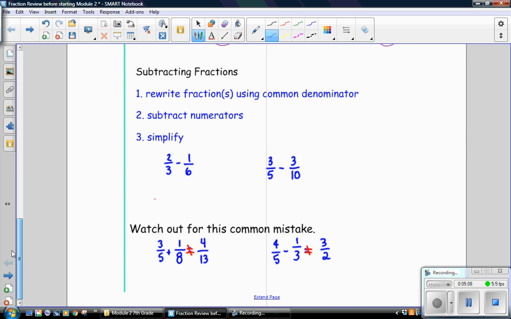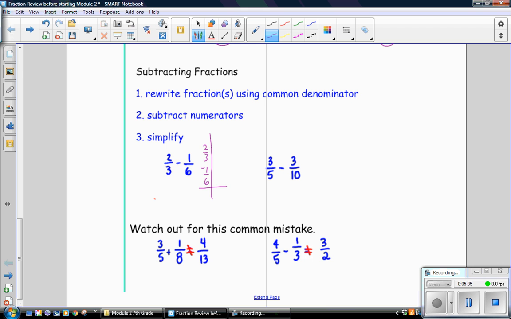Next, subtracting fractions. Rewrite the fractions using a common denominator. Then subtract your numerators and then simplify. So our problem is 2/3 take away 1/6. We'll write the problem vertically because we're going to rewrite the fractions using a common denominator. That's 2/3 take away 1/6.